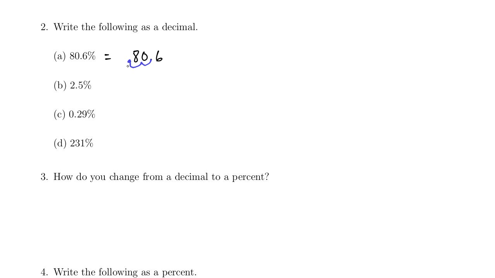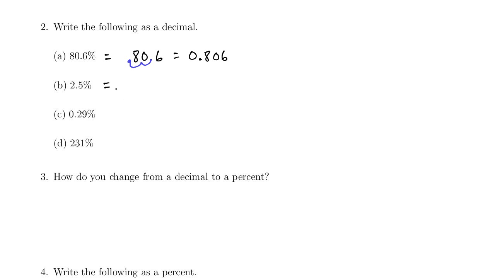So our new decimal number is going to be 0.806. Okay, so that's going to be how we write this percent as a decimal. 0.806 or 806 thousandths.